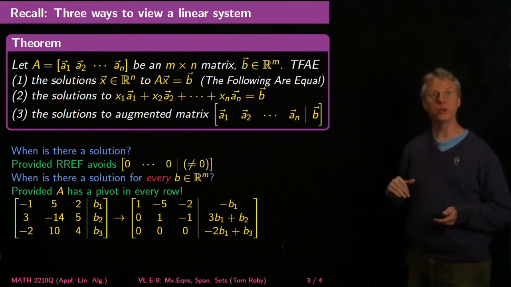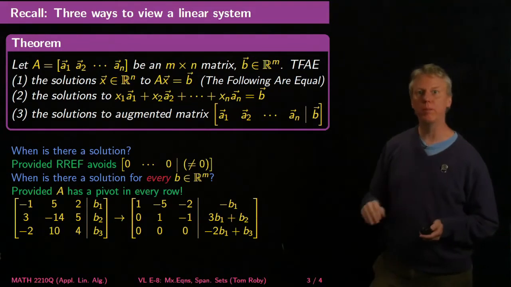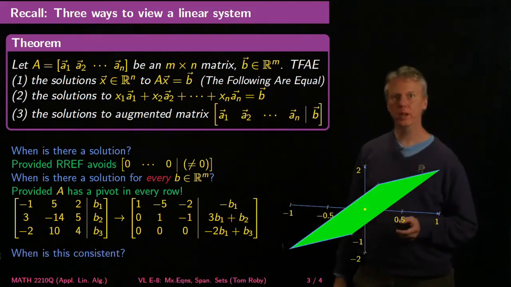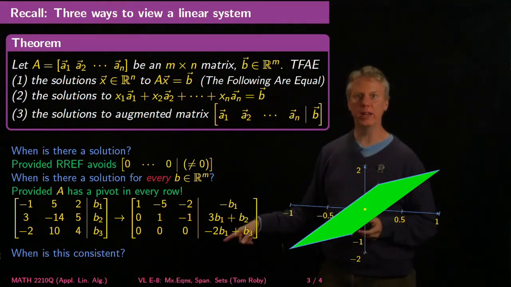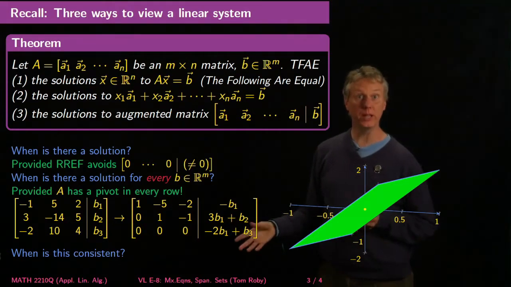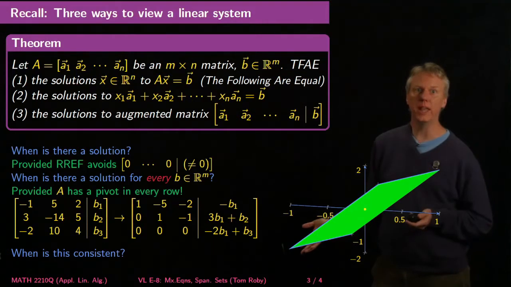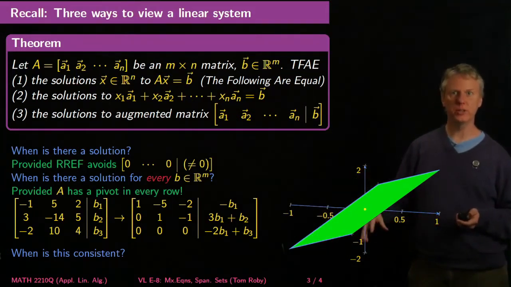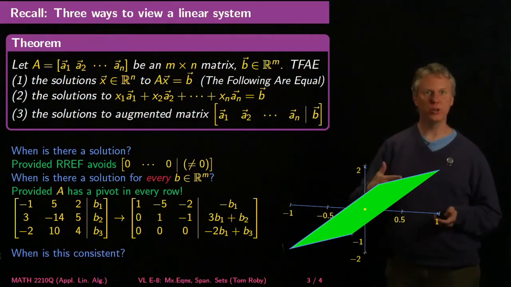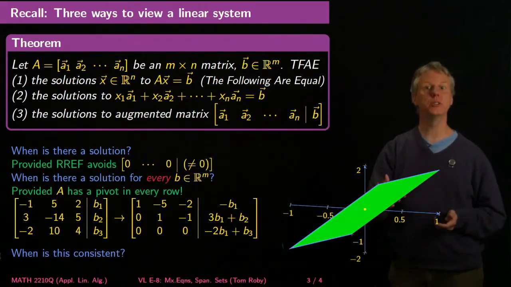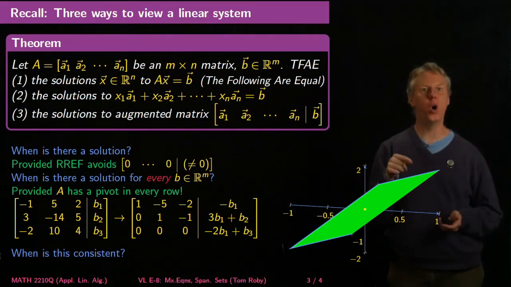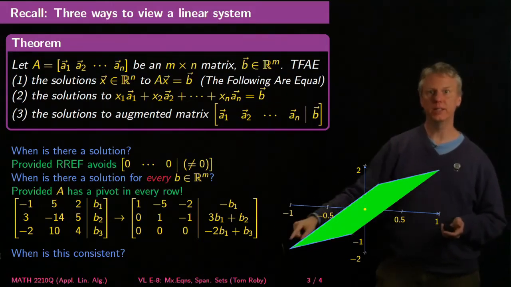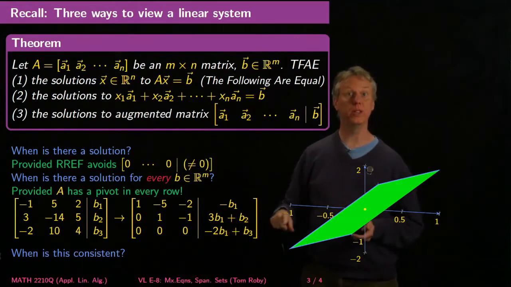The top 2 rows are okay. The bottom row could be problematic if this thing is non-zero. So this will be consistent exactly when -2b1 plus b3 is 0. What does that mean? Well, here's a nice graphic for you. Imagine we're in 3-dimensional space, and this green plane sitting in 3-dimensional space is exactly the set of all vectors that satisfy -2b1 plus b3 equals 0.